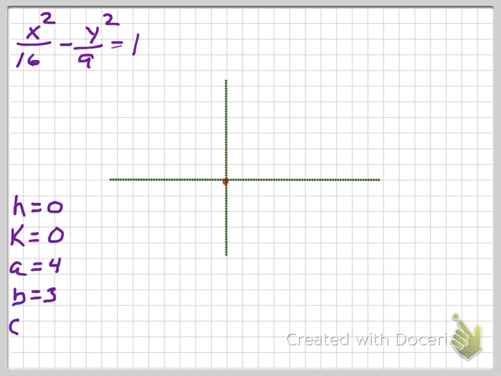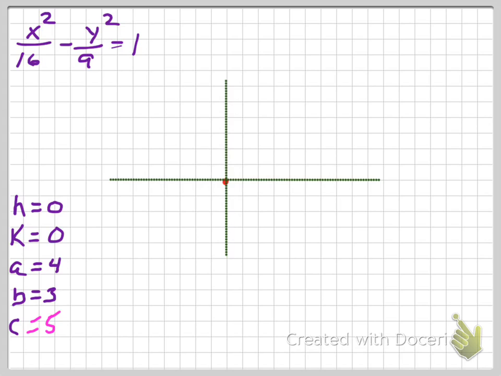You'll notice at the bottom of your formula sheet that we have a new formula for c with hyperbolas, and it looks exactly like the Pythagorean theorem. Instead of subtracting the denominators like we did with ellipses, we're going to add the denominators and take the square root. So 16 plus 9 is 25. Square root of 25, our c value is 5. If we were asked to find the foci, which is the only time you need c in ellipses or hyperbolas, we're ready.